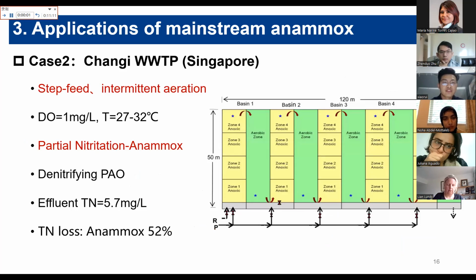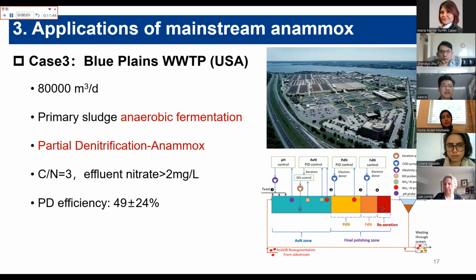And case 2 is the Changi wastewater treatment plant in Singapore, and it adopts step-feed and intermittent aeration, and it also adopts partial nitritation and Anammox. With this technology, the Anammox bacteria can achieve total nitrogen removal of 50%.